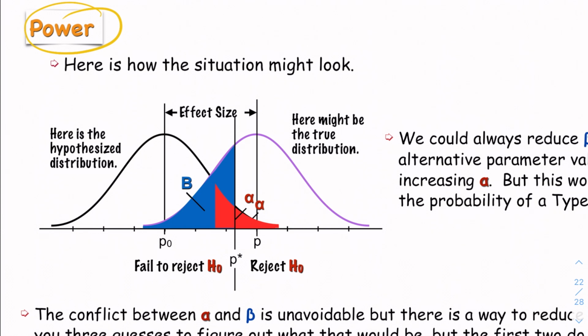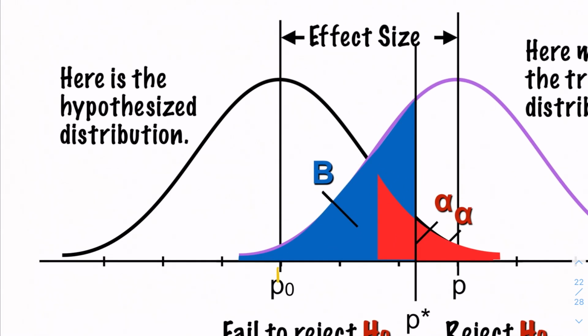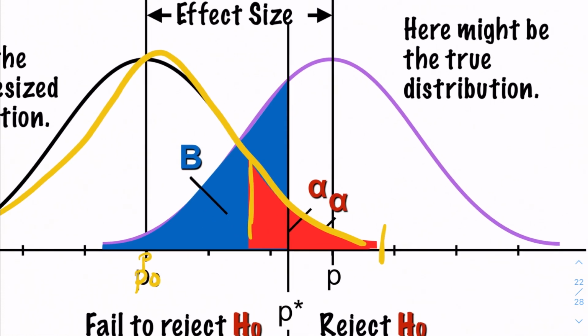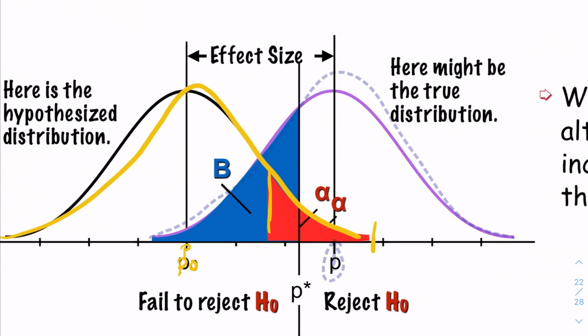Here is how the situation might look. We are saying that the null hypothesis is here on this hypothesized distribution. If we were to reject the null, we would be in this alpha level. But what happens if the actual distribution is over here and the true p-value is here? Well, if the true p-value is there, we would reject the null.